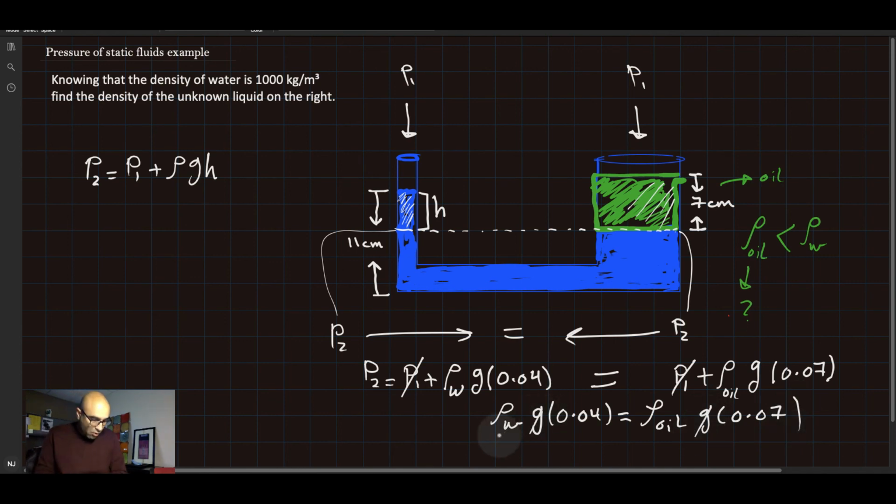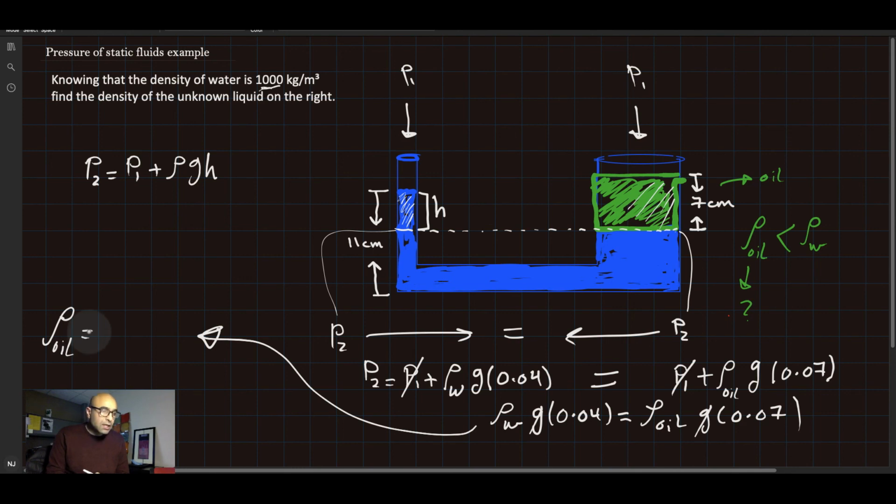Okay, rho of the water is given here as 1,000. So plug in the number. The only unknown is the density of the oil, and if you do some calculations, you will find that the density of the oil is equal to 571.4 kilograms per meter cube. And that's it for this one. Thanks.